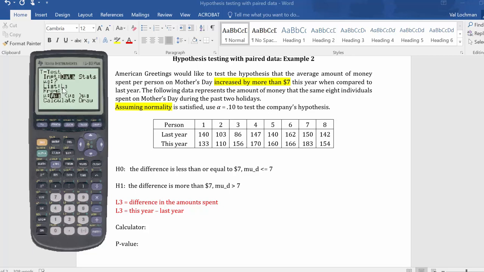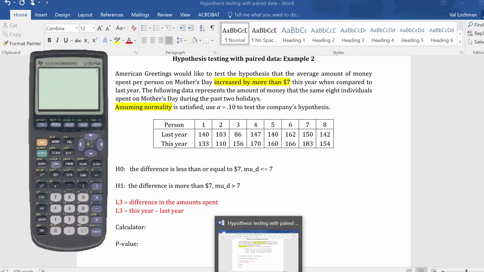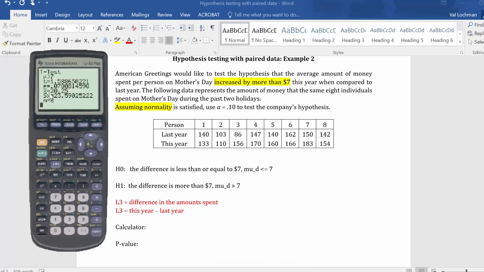So list, that's L3, frequency still keep 1. I'm changing this part right here to greater than or equal to. Okay, well, this is greater, right? So then we're gonna go ahead and compute our p-value. What is the p-value? We're gonna get 0.078.